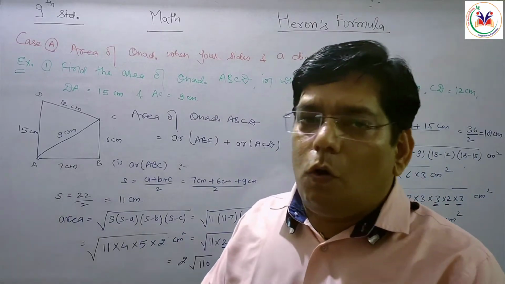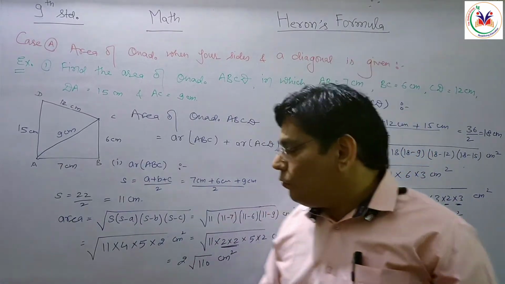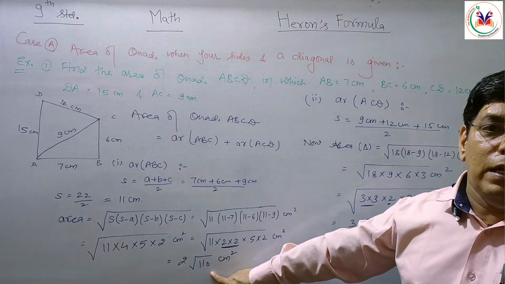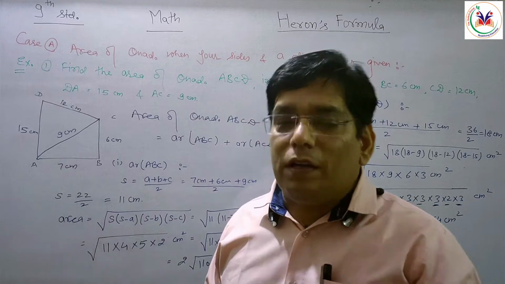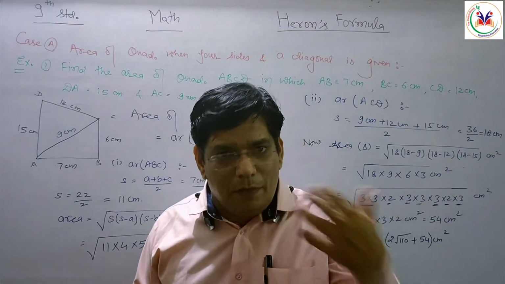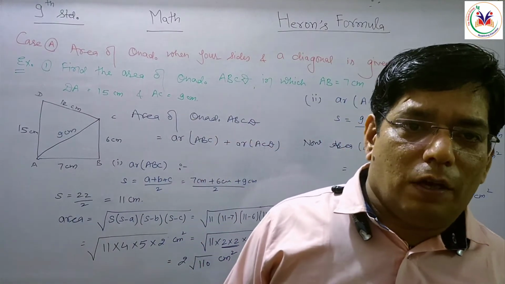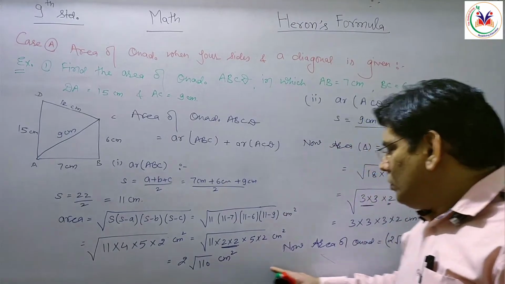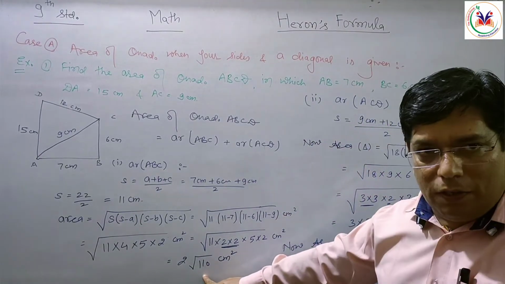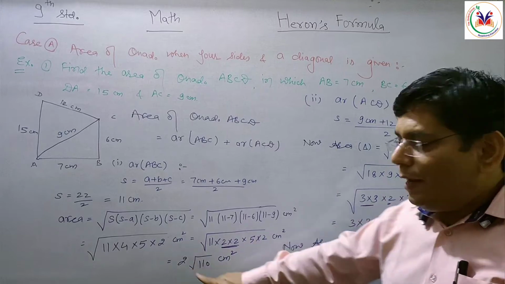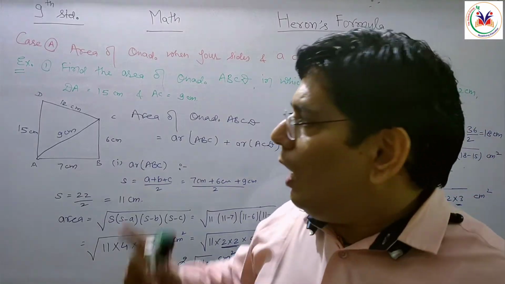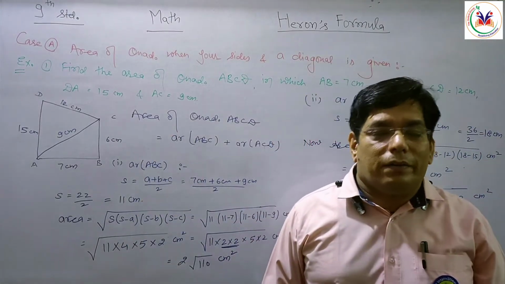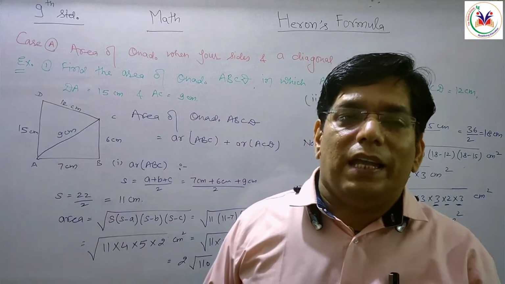Or if you want to solve further, you just calculate the square root of 110, which you can find using the long division method, which you have discussed in the previous section and previous classes also. So you solve that square root of 110, multiply it by 2, and after adding 54, that will be the area of quadrilateral. That is the first part of how to calculate the area of quadrilateral when four sides and one diagonal are given.